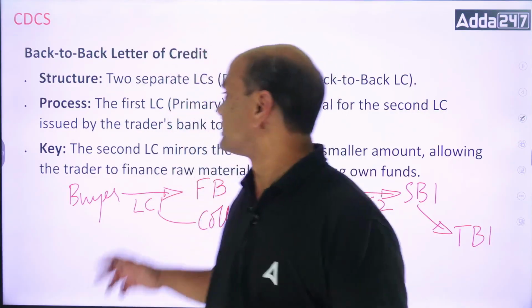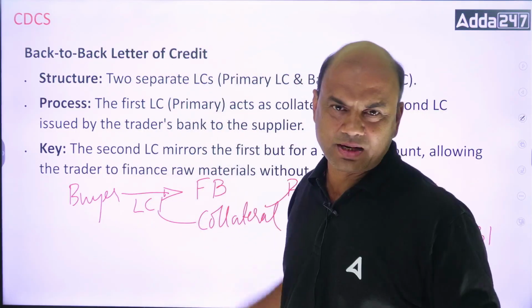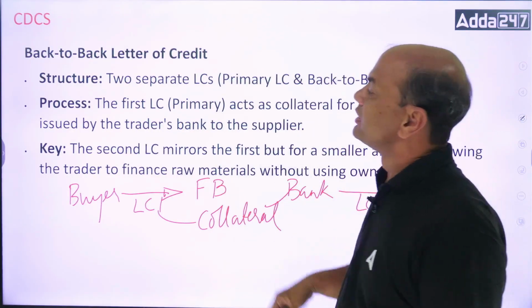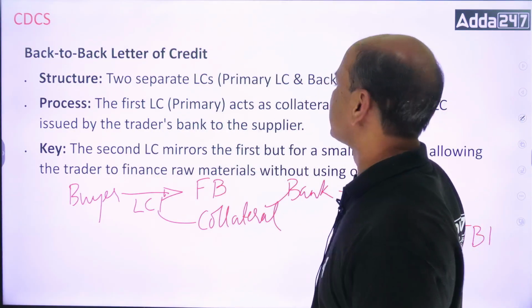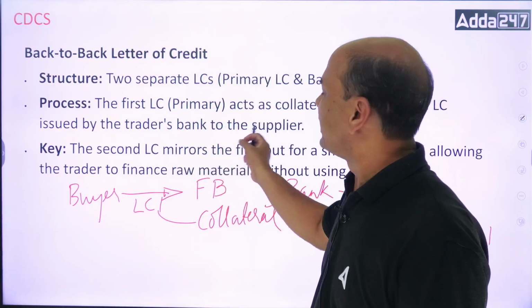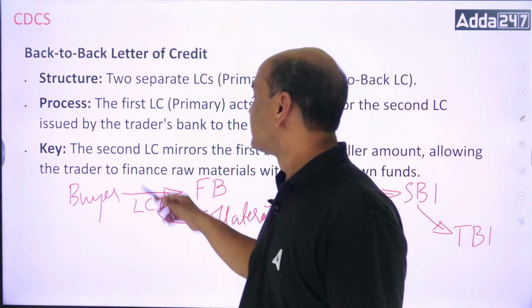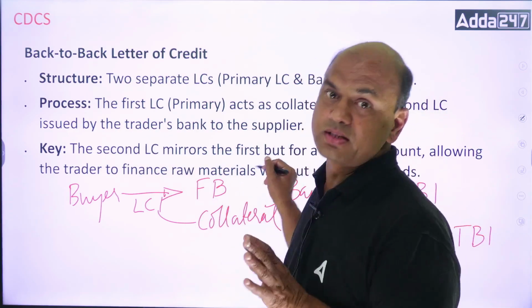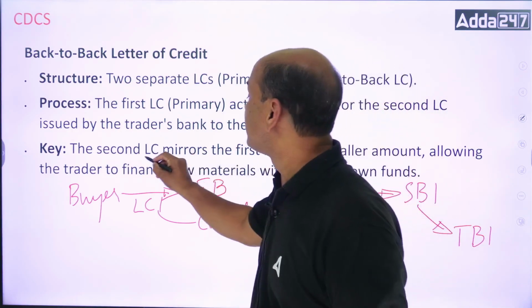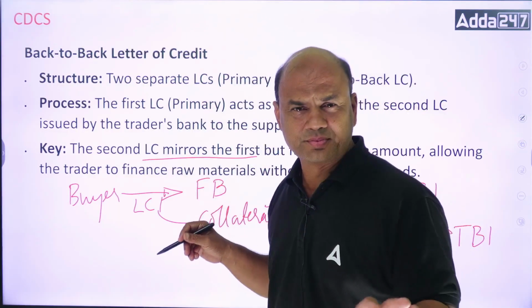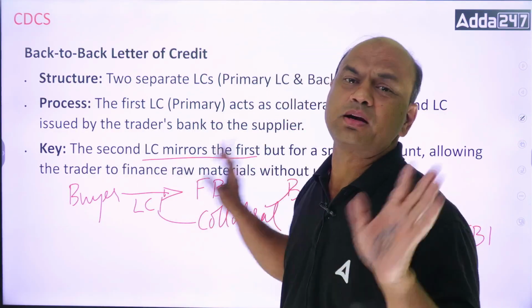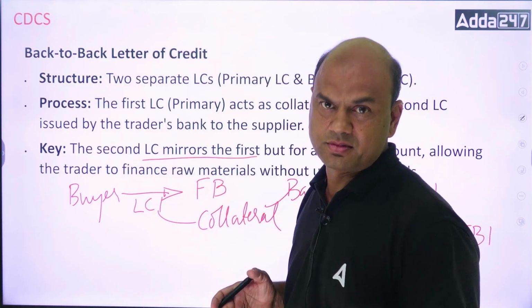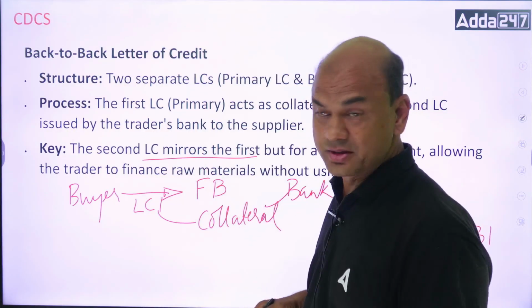So understand this logic. Two separate LCs, primary and secondary. Secondary means back to back. The first LC acts as a collateral for the second LC issued by the trader's bank to the supplier. The second LC mirrors the first. Now see this. This is the general condition given. The second LC mirrors the first, but it's not compulsory. Why? Because these two are separate transactions. It's not compulsory. Generally, this should be done.